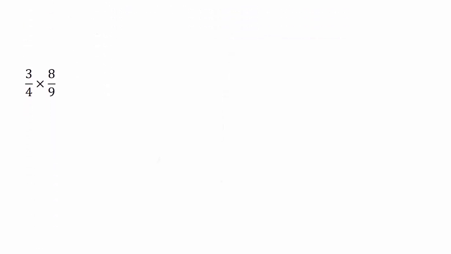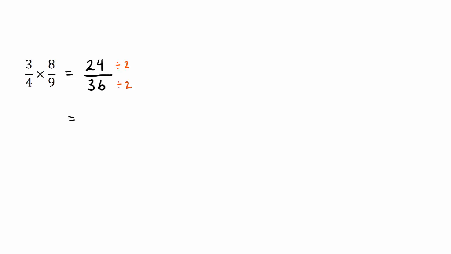Looking at another example of 3 over 4 multiplied by 8 over 9. So again, I'm going to multiply the numerators with each other. So 3 times 8 is going to be 24. And then multiplying the denominators together, 4 times 9 is 36. Now, I can see that in this result, these are both even numbers. So I can divide each of those by 2 to start to simplify.